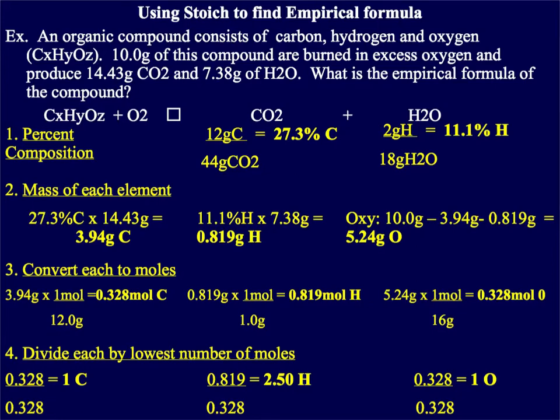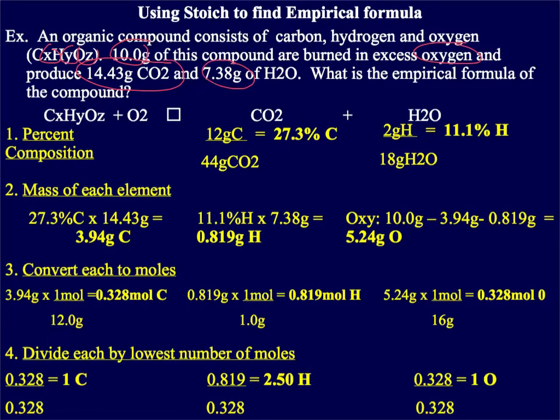Okay, so this is how to use stoichiometry to find the empirical formula. Basically what we have is a compound that contains carbon, hydrogen, and oxygen, and we don't know how much of each of those there are. But what we do know is we have 10 grams of it, and we burn it, so it combines with O2, and we produce 14.43 grams of CO2 and 7.8 grams of water.